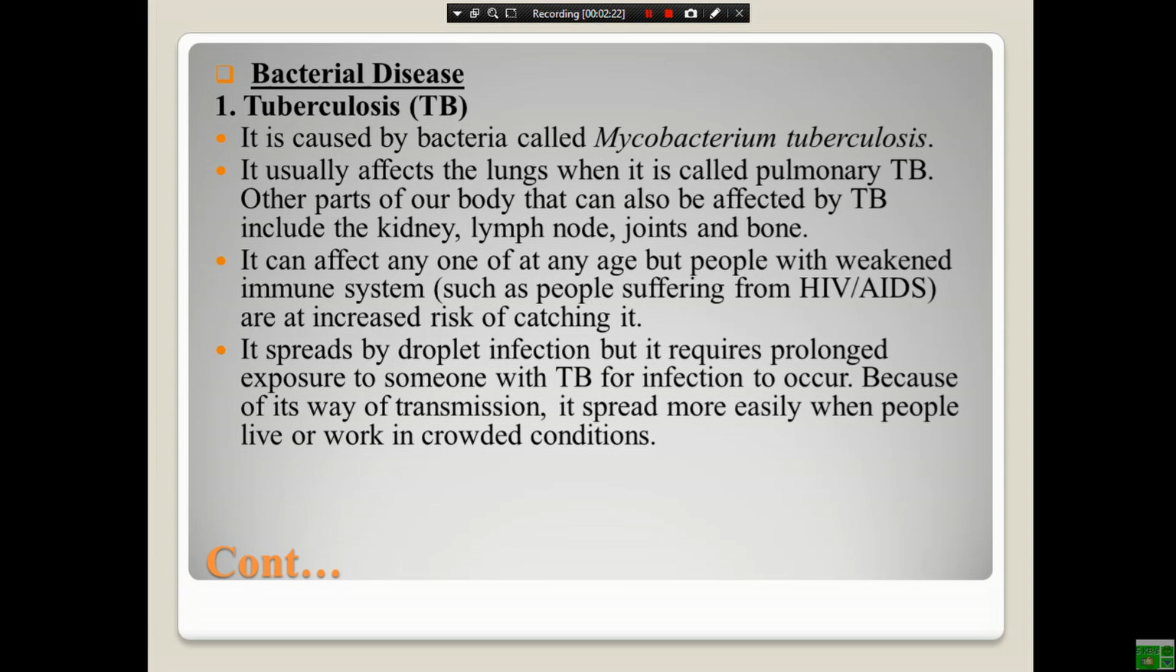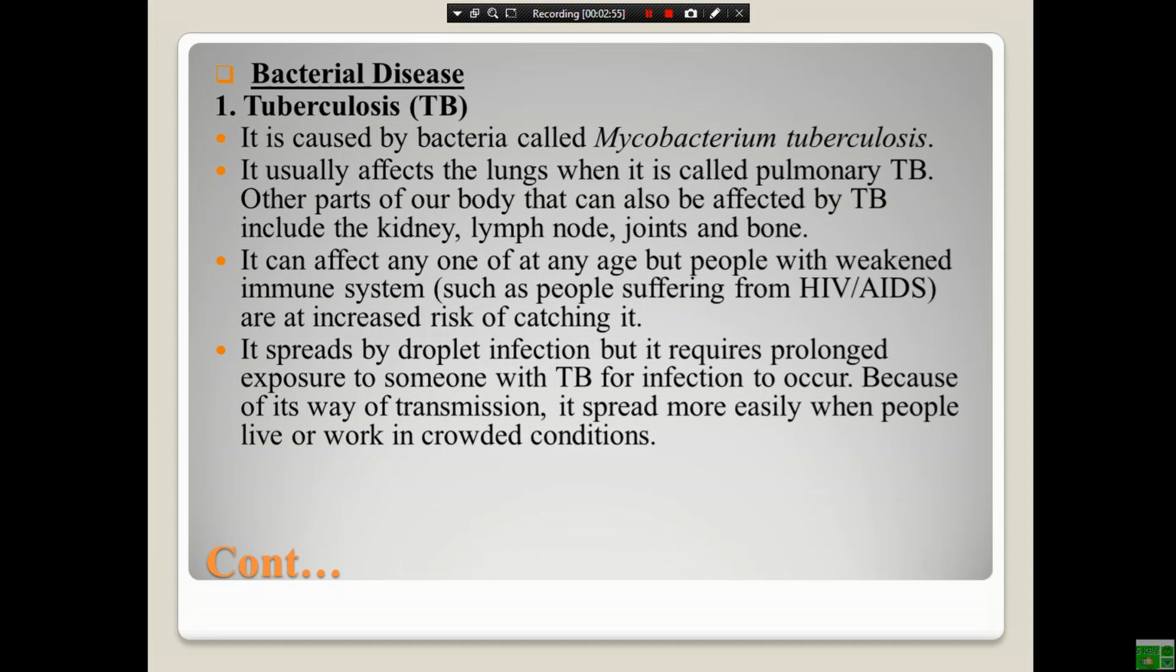The other parts of our body that can also be affected by tuberculosis include the kidney, lymph nodes, joints, and bone. Tuberculosis affects anyone at any stage of age. There is no selection for age, but people with a weakened immune system, such as people suffering from HIV/AIDS, are at increased risk of catching it. So this bacterial disease, tuberculosis, is highly risky for weak immune systems.